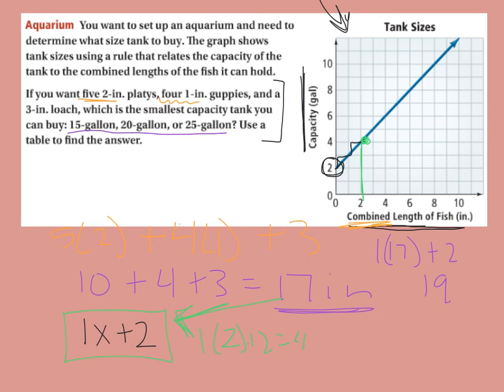So I'm looking for a 19-gallon aquarium. So the closest to that would be my 20-gallon. So I'd rather round up than round down. So my answer would be 20 gallons.